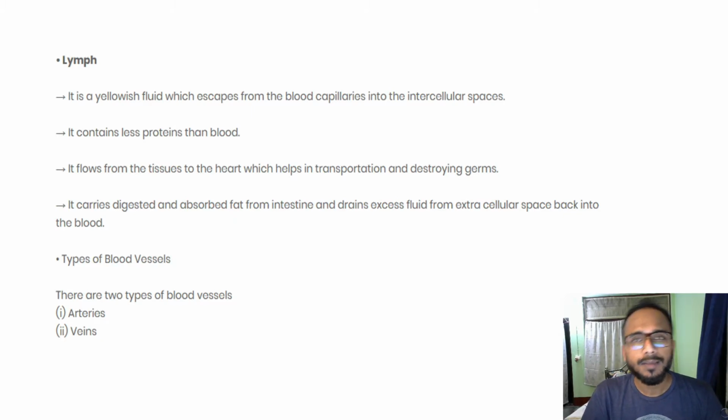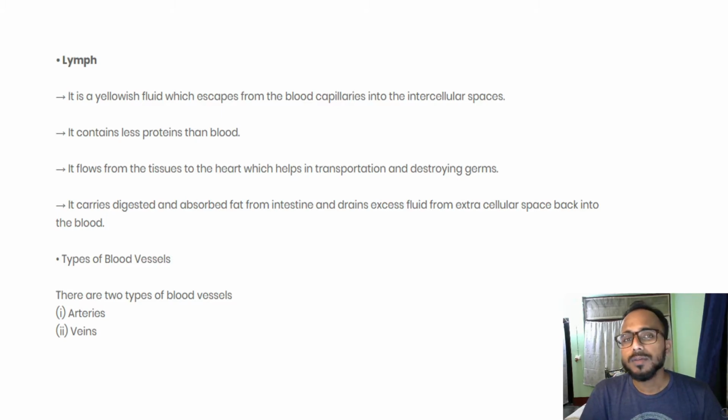We all know that blood carries not only oxygen but also proteins and everything. So lymph will also contain protein, but it has less protein compared to blood. It flows from the tissues to the heart, which helps in transportation and destroying germs. We know blood flows through blood capillaries, but lymph does not flow in blood capillaries. It flows from the tissues to the heart, which helps in transportation and destroying germs.